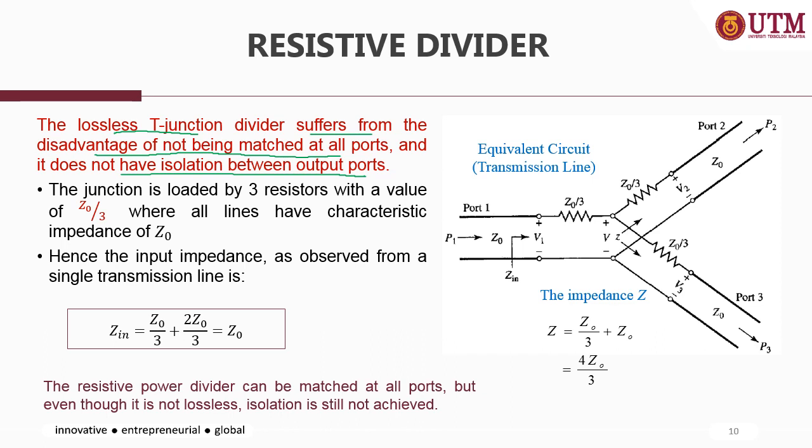Therefore, the resistive power divider is introduced, in which the junction is loaded by 3 resistors with a value of Z0/3 each, where all lines have the characteristic impedance of Z0. Now the system is matched, so all lines have the same characteristic impedance of Z0. By introducing 3 resistors, 1 resistor for each line, there are 3 resistors for the whole network, each with a value of Z0/3. Then the input impedance observed from a single transmission line, at each port, will be equal to Z0/3 plus 2Z0/3.